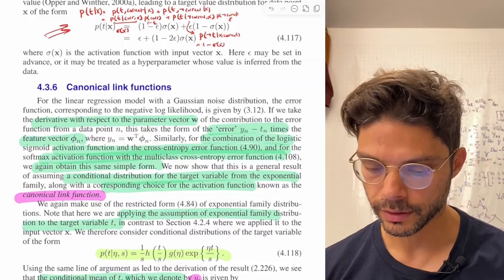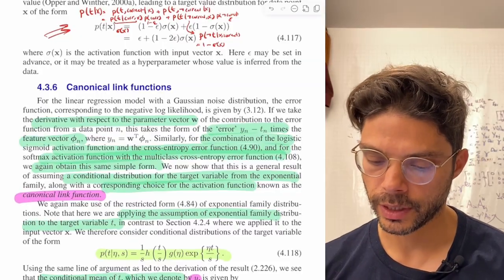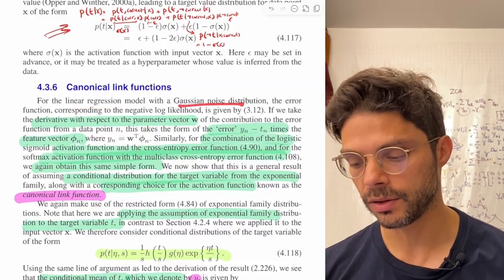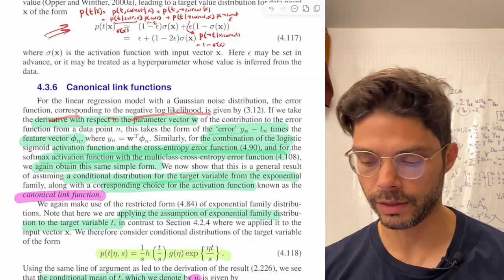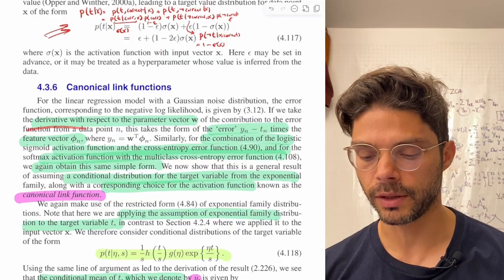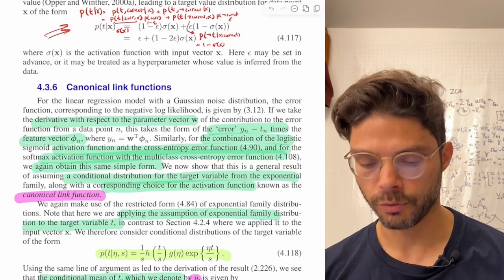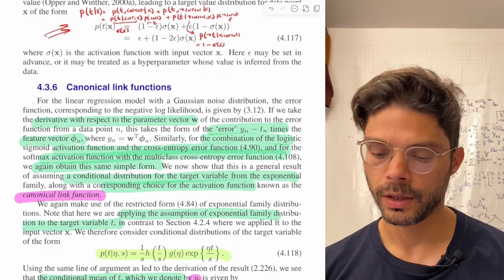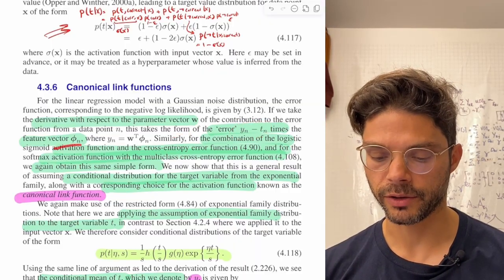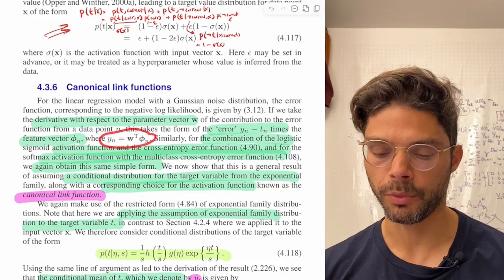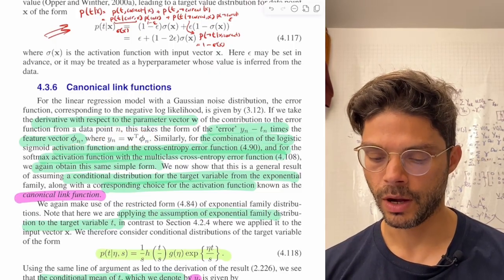So stick around. Okay, for a linear Gaussian regression model with a Gaussian noise distribution, the error function corresponding to the negative log likelihood was whatever it was. And if we take the derivative with respect to the parameter of the contribution of the error function of a data point, this takes the form of an error times the feature vector, where the output is some linear function of the inputs, of the features.